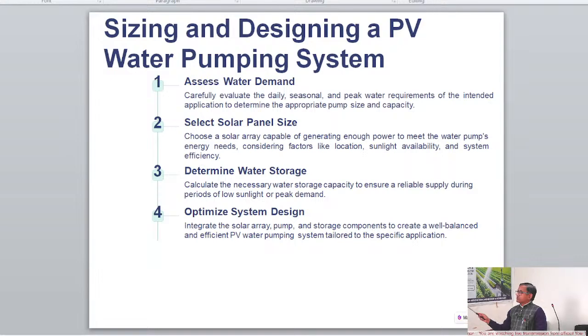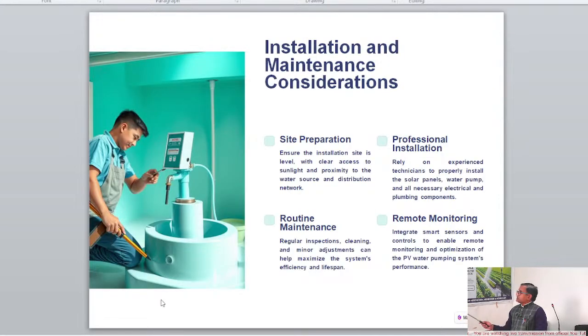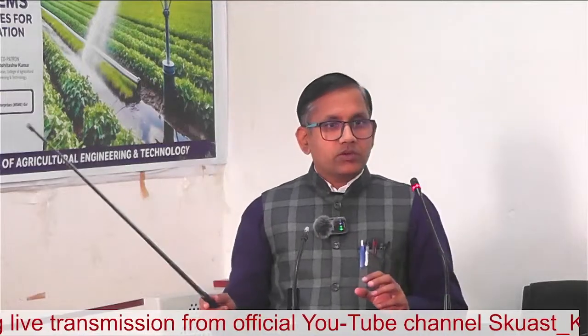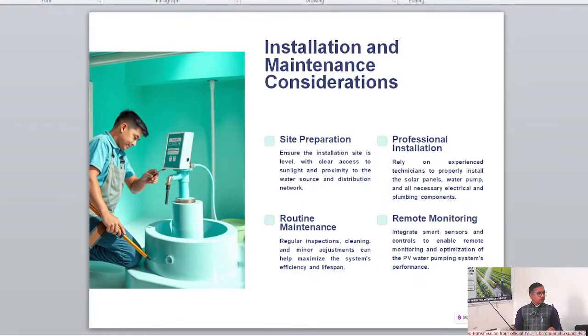Another is professional installation, which means relying on experienced technicians to properly install the solar panels and water pumps, with the necessary electrical and plumbing components. So one is the PV panel side, another is the centrifugal side. On the centrifugal side, you have to know what head is required, what discharge is required, and what type of panel we have to install. So these professional skills are required.